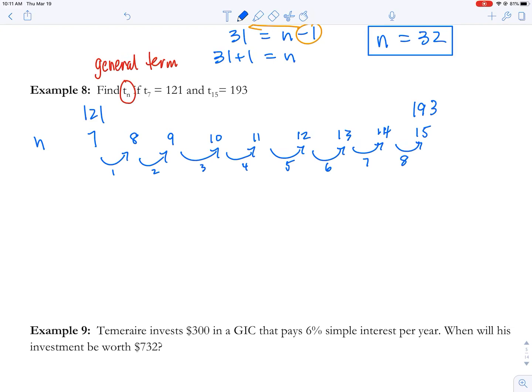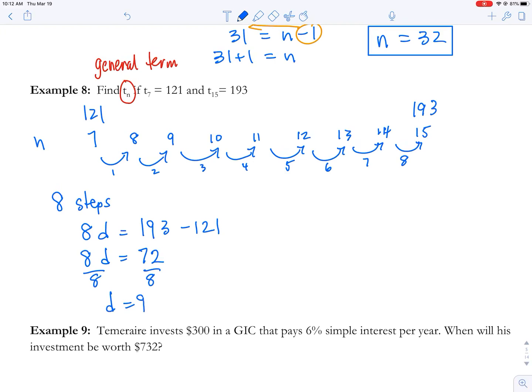So I will be able to figure out what D is, because 8 steps or 8D is going to be the difference between 193 and 121. So 8 steps or 8 differences is going to be 193 minus 121, which is 72. Divide both sides by 8. I get that my difference is 9. So we've got that the difference is 9.